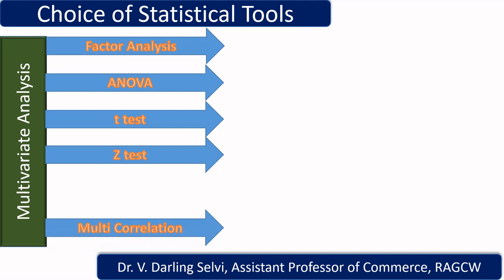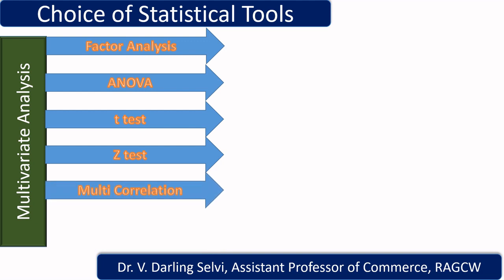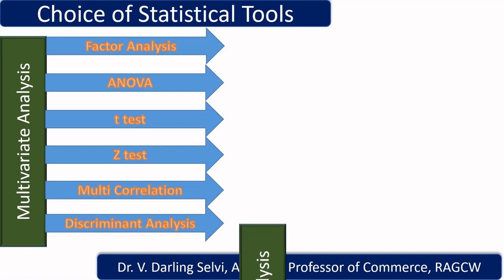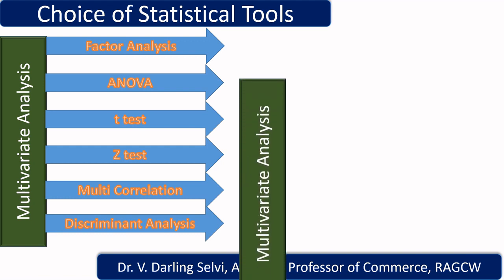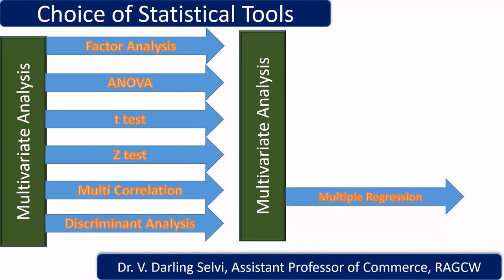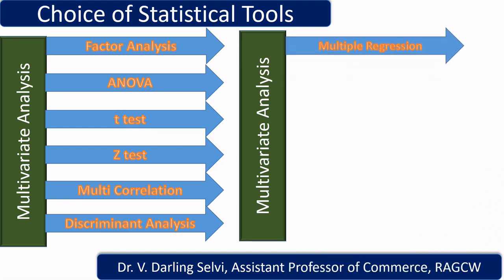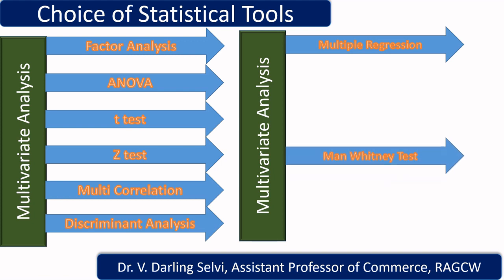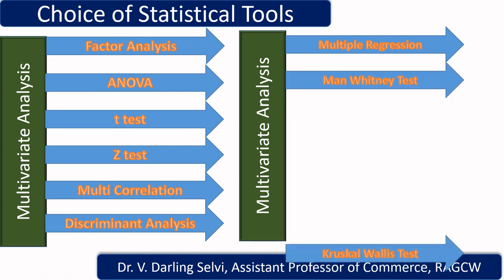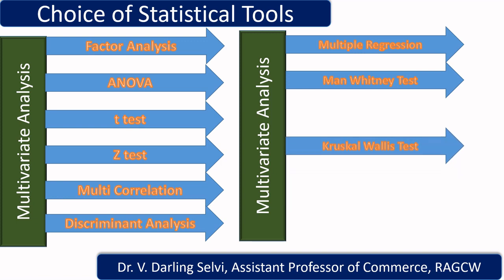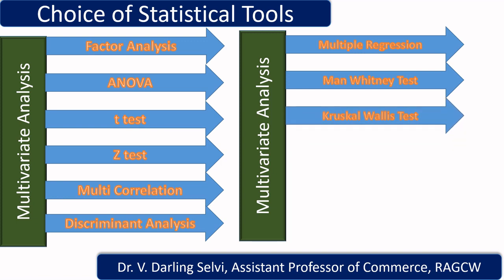Okay, then multiple correlation. Whenever we have more than two variables, we can very well go for multiple correlation. Then discriminant analysis. This gives differentiation of various items. This is more or less equivalent to factor analysis. And then we have multiple regression also. When we have x1, x2, x3, y1, y2, y3, so like that a number of variables, we can go for multiple regression. Then comes the Mann-Whitney test. This is purely a non-parametric test, and it can be applied when we have two samples. This is otherwise known as the U-test.